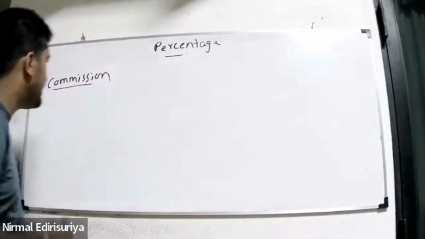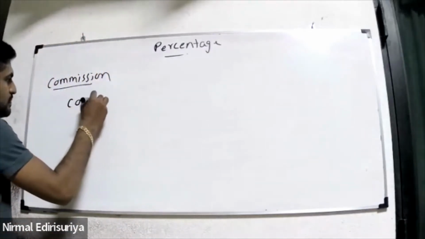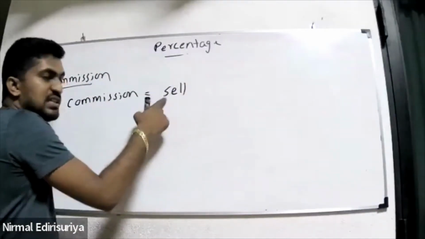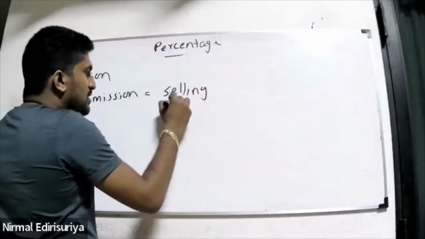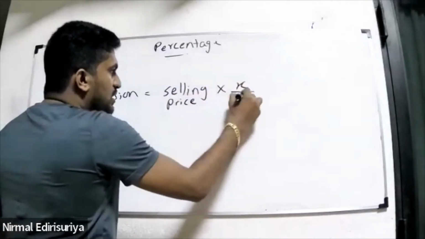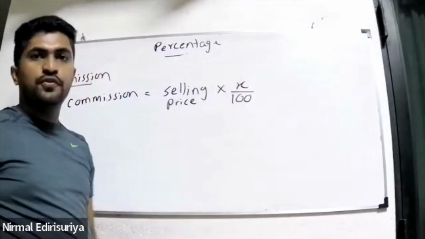The commission equation: commission equals the commission we are considering for the selling price, selling price into x over 100, where x is the percentage of commission.